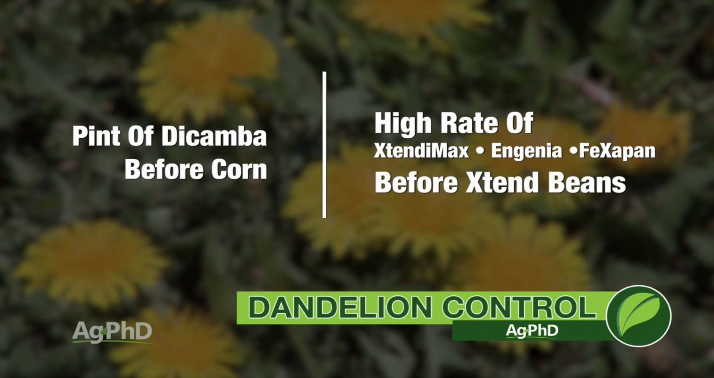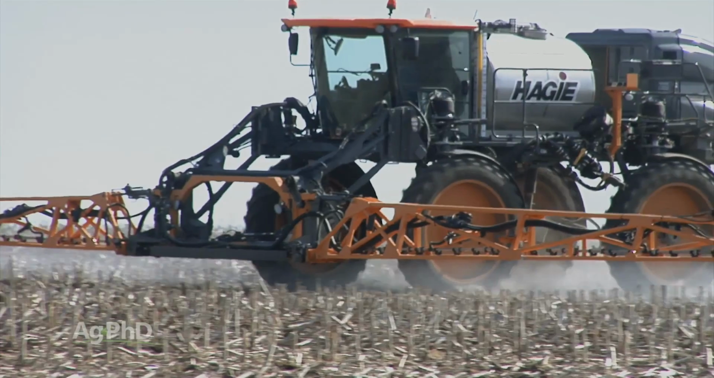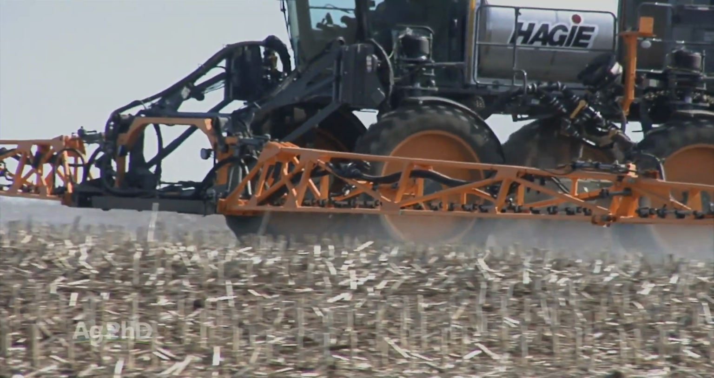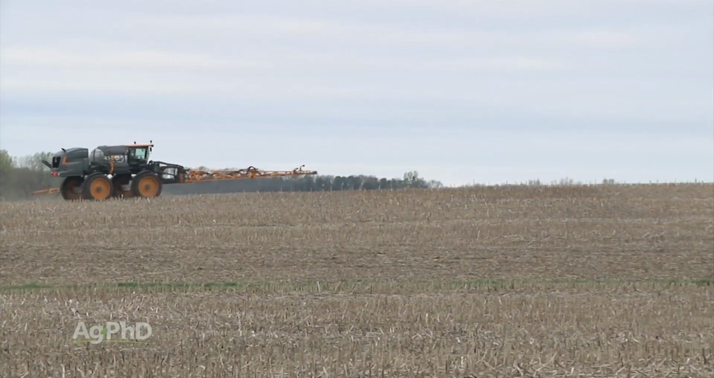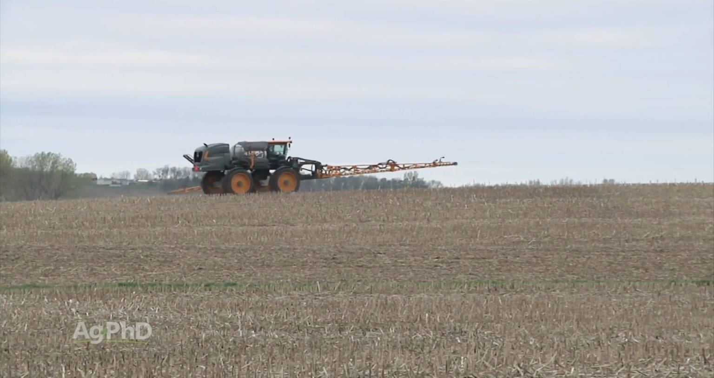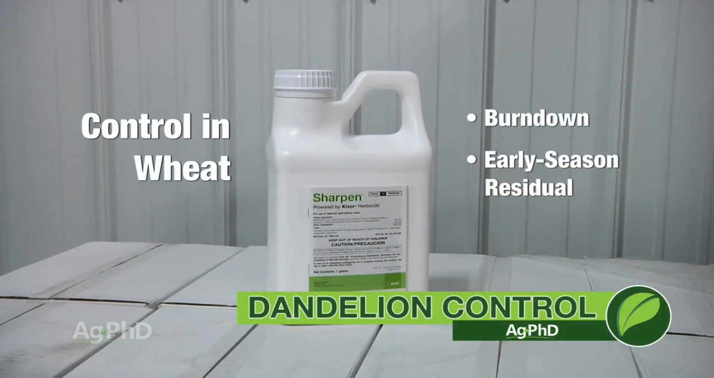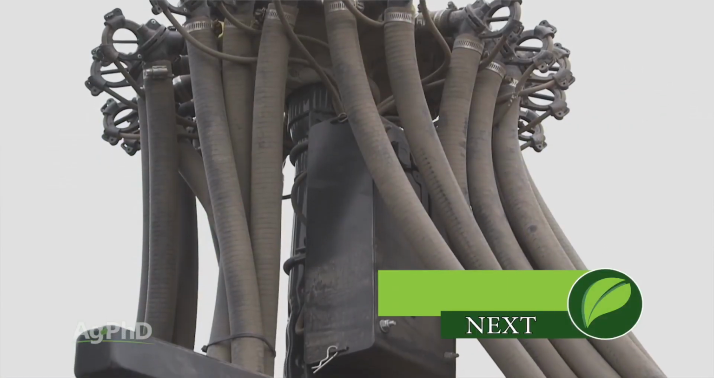Just don't use 2,4-D if you're right in front of planting. I just think that's a terrible option for burn down because there's so much risk for crop injury. I've seen guys hurt their corn, I've seen guys hurt their soybeans. I just don't want you to have a problem with crop injury and hurt your crop before the year ever even starts. In wheat, you can handle most dandelions just by using Sharpen as a burn down and early season residual. Well, that's it for our Weed of the Week dandelion, but stay tuned, Iron Talk is coming up next.